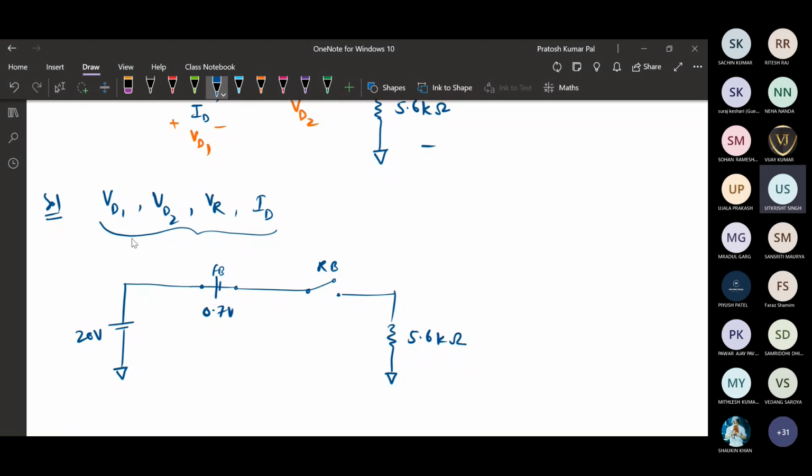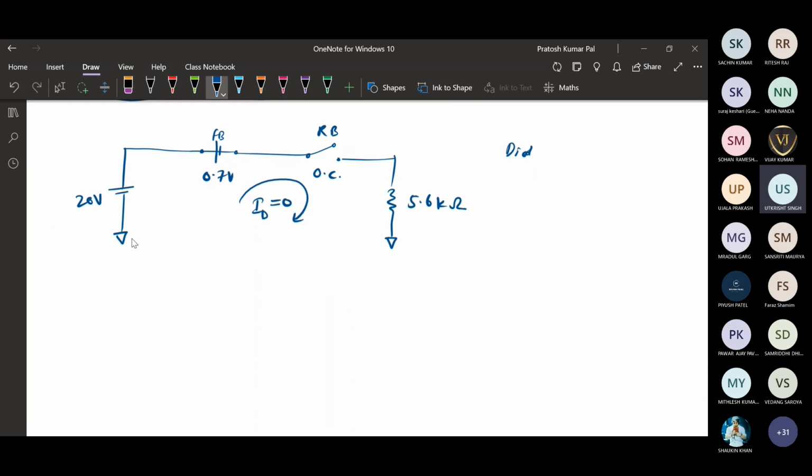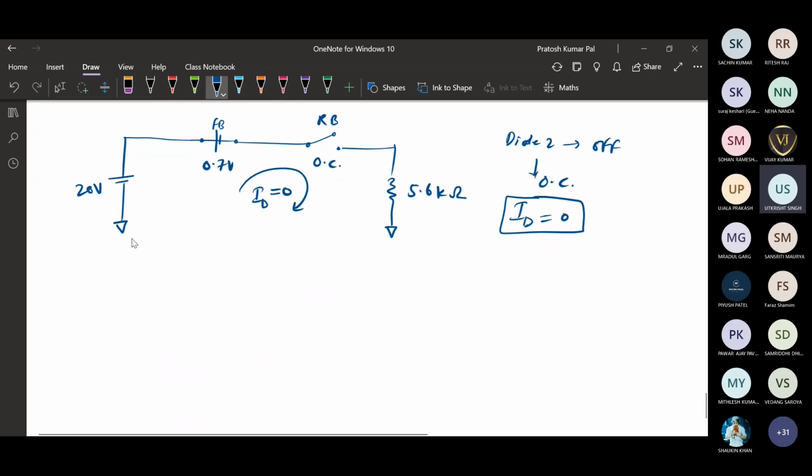So reverse bias means the current flowing through the circuit, ID, will be zero, because it is reverse bias and there will be an open circuit. Once it is open circuit, there will be no current flowing through this, so ID will be equal to 0. So in that case, diode 2 is off. That means it will be open circuited, so the current flowing through this network will be 0. So we will just consider diode 1 now.